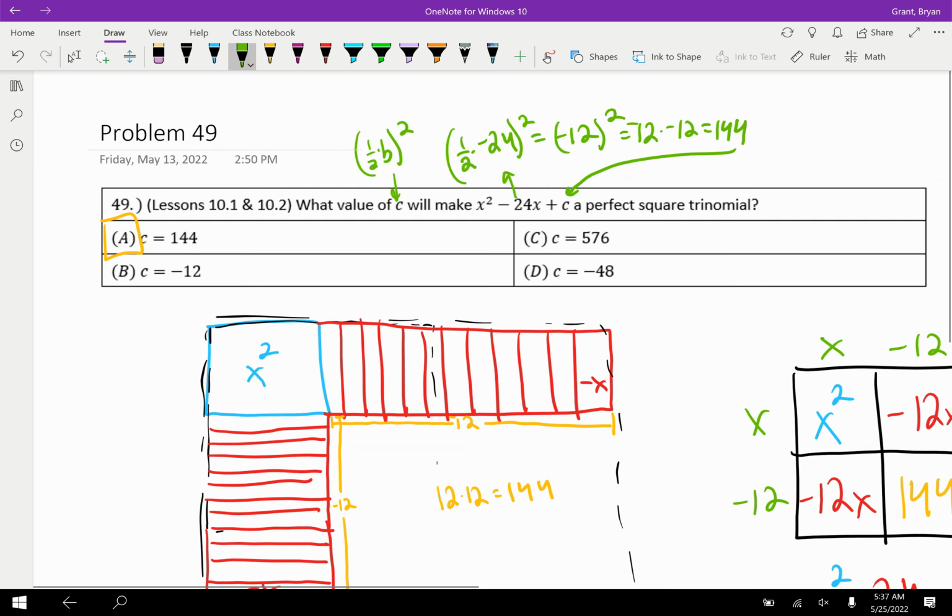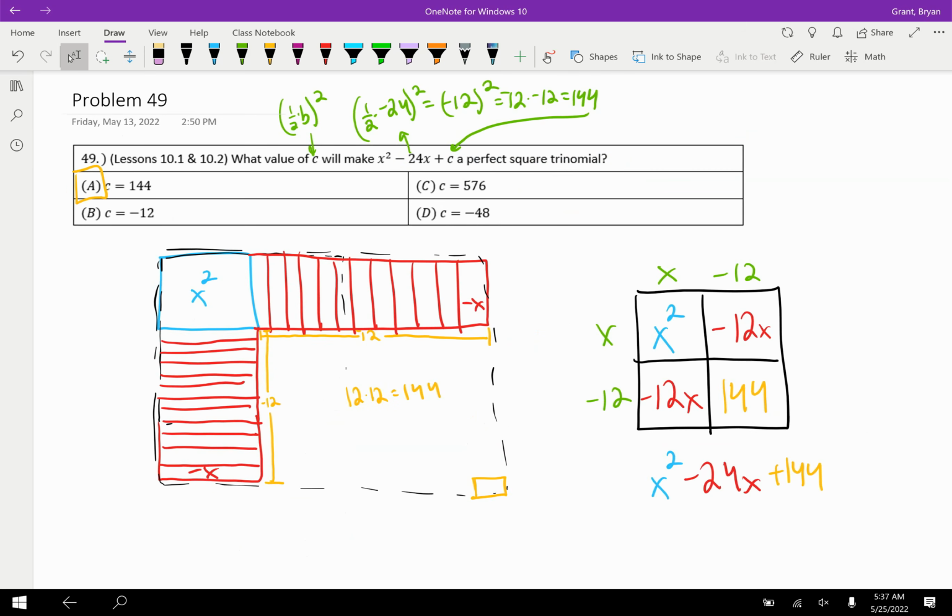So hopefully this video was pretty comprehensive to show you how to complete the square, or how to find the value of c that makes something a perfect square trinomial. Keep being successful and studying for that final exam. It's a great way to end off your semester feeling confident on your final.